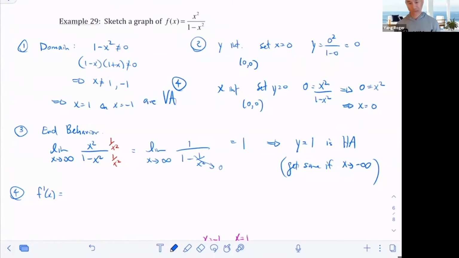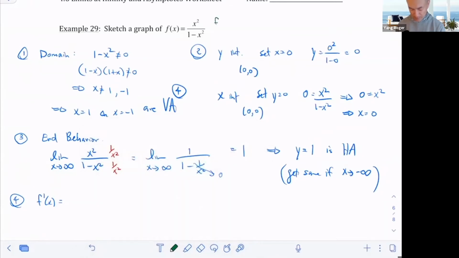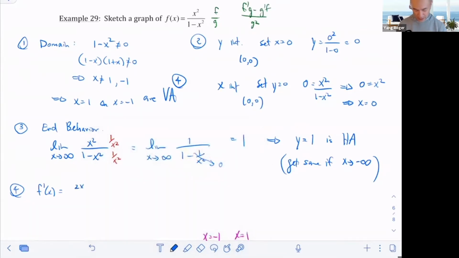So remember that the quotient rule is f prime g minus g prime f over g squared, right? So in this particular case, that's going to be 2x times 1 minus x squared, minus g prime, which is negative 2x, times f, which is x squared, all divided by the bottom squared. The bottom squared is 1 minus x squared, quantity squared.